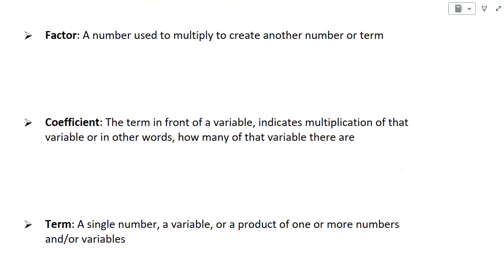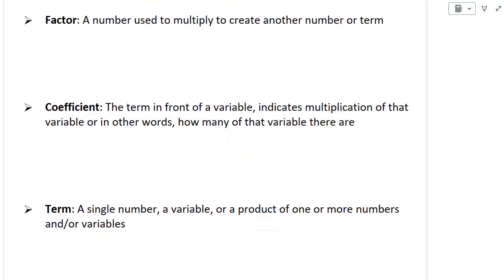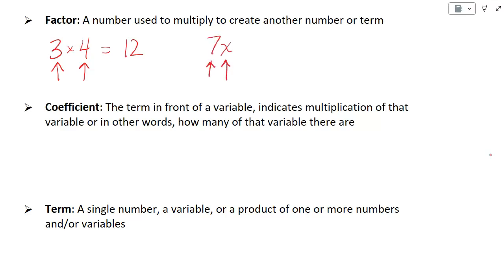A factor is a number that you multiply by a certain number to create another number or another term. So there's a couple ways to look at this. If I'm multiplying a couple of numbers together, 3 times 4, I get 12. 3 and 4 are the factors that I used to get 12. So they're both factors of 12, in other words. There's also an expression: if I wrote the expression 7x, well, 7 and x are both factors because I'm multiplying the two of them together to create another value. Of course, x is unknown right now, so it could be anything. But 7 times x, those are both factors, 7 and x.